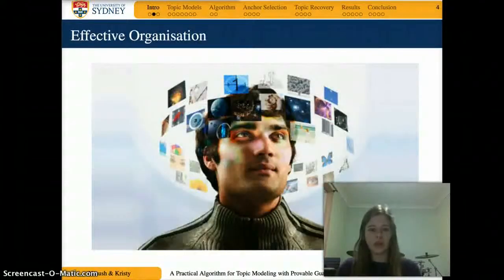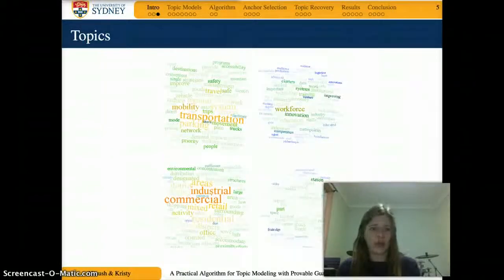So what we want to do is find a way of organizing it so that we can query things effectively, so we can organize things and find relationships between information, all that kind of stuff. And so one way of doing that is by organizing things by topics. But topics aren't really well defined.